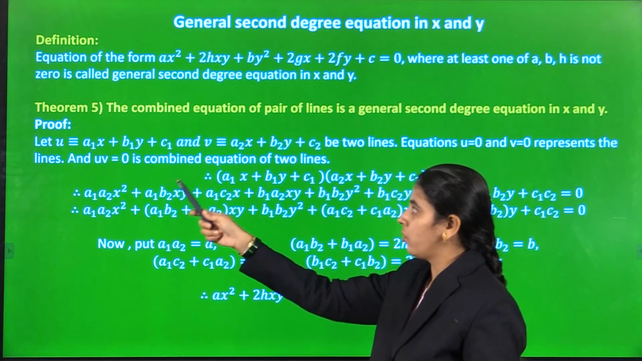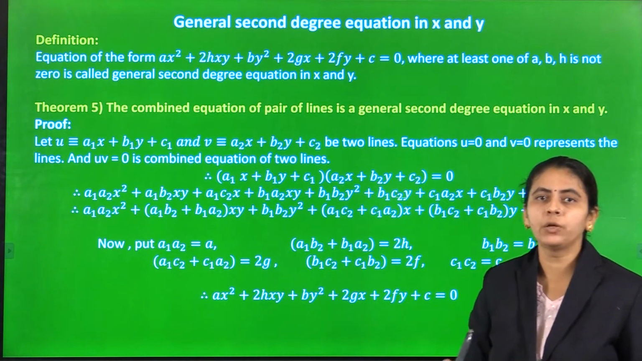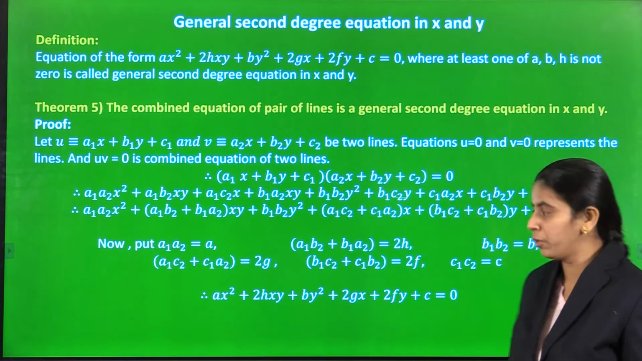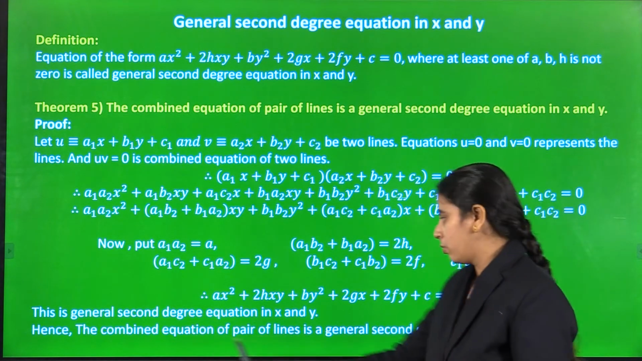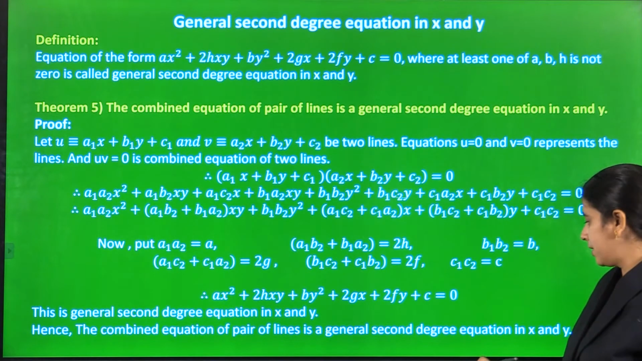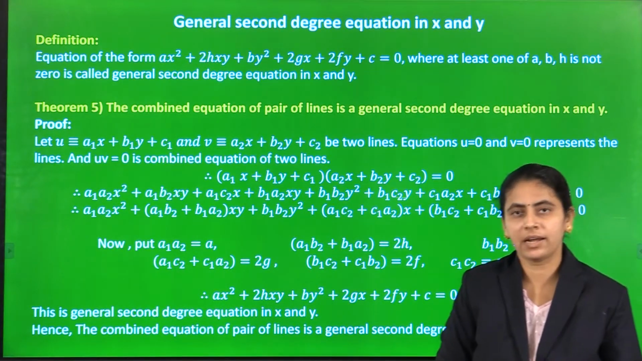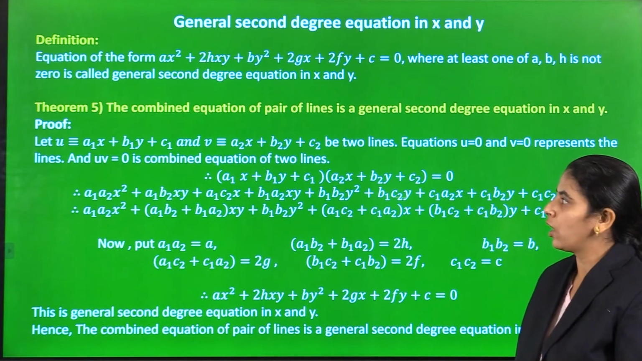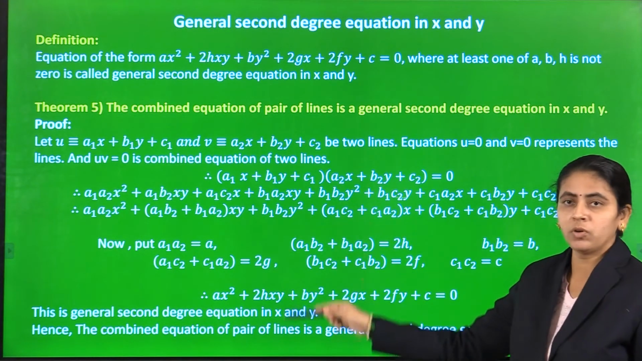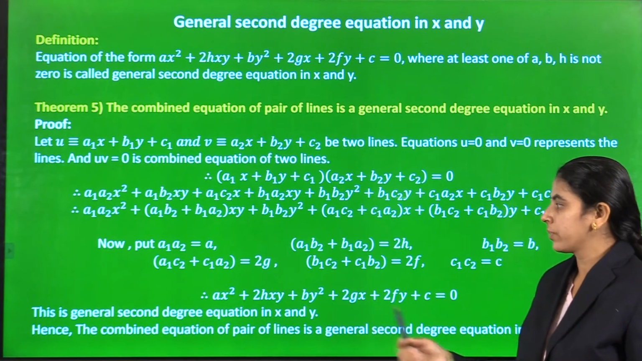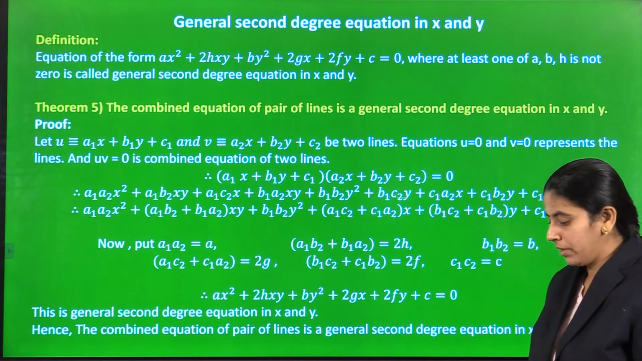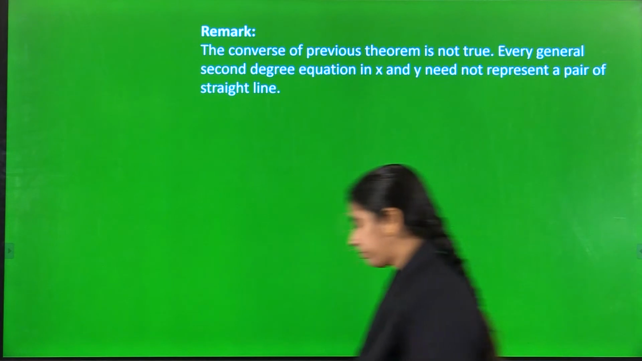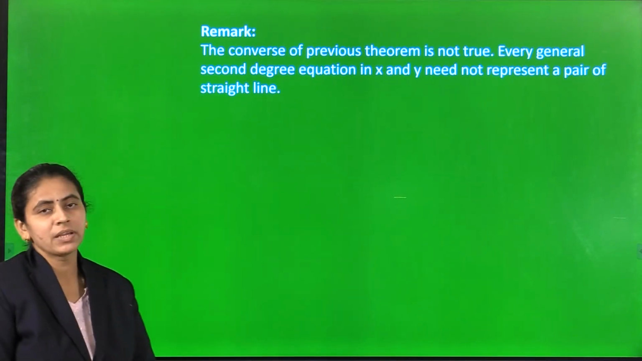So we find that the combined equation of any two lines u equal to 0 and v equal to 0 is a general second degree equation in x and y. So the combined equation of a pair of lines is a general second degree equation in x and y. In this way we have proved the fifth theorem of your syllabus. Now we are going to study some remarks based on this theorem. The first remark is that the converse of the previous theorem is not true.